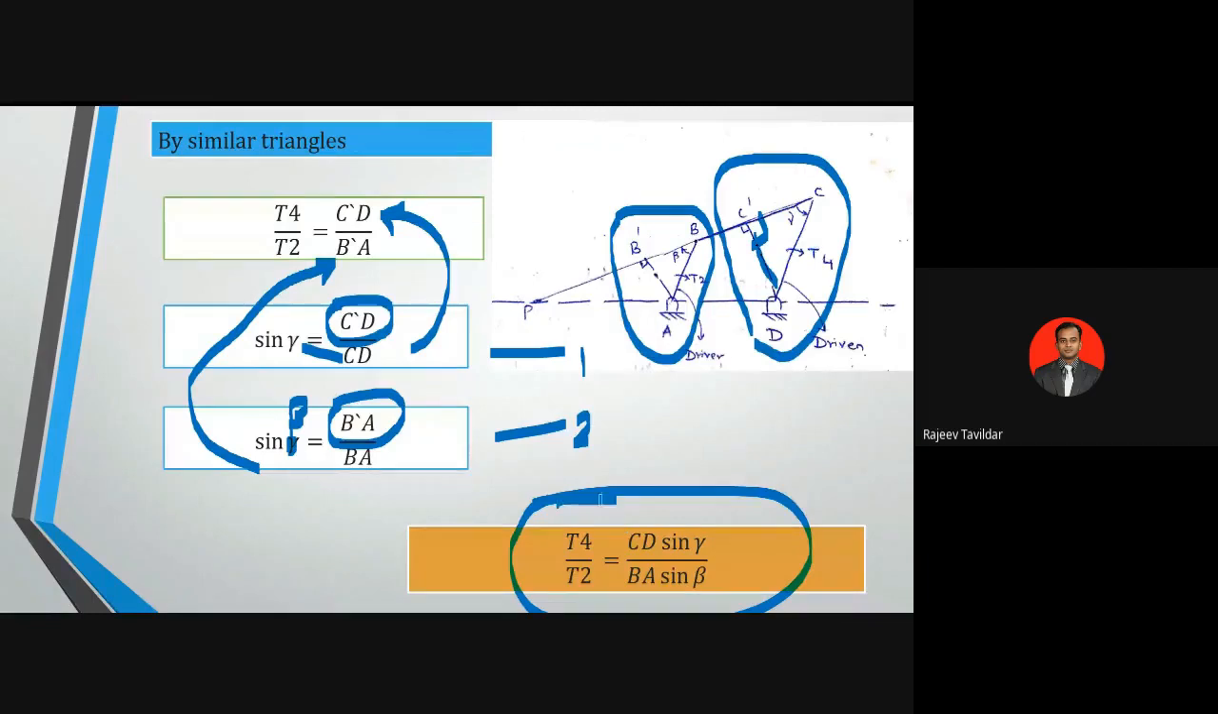Now coming back to this earlier slide, look at this final equation that we have got. T4 upon T2 is nothing but mechanical advantage, right? Ratio of output torque divided by input torque. So this mechanical advantage, I'm getting it as CD sine gamma upon BA sine beta. Now can you guys tell me what will happen if the gamma value goes on reducing and it becomes 0? If gamma goes on reducing and becomes 0, then the numerator will be sine 0, that is 0. So your entire mechanical advantage will become equal to 0.